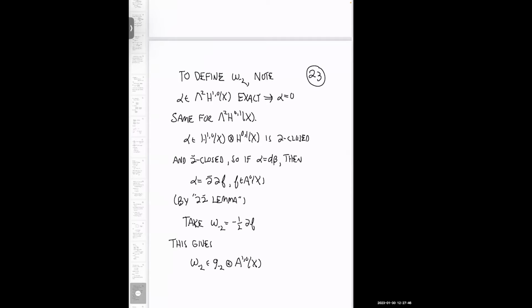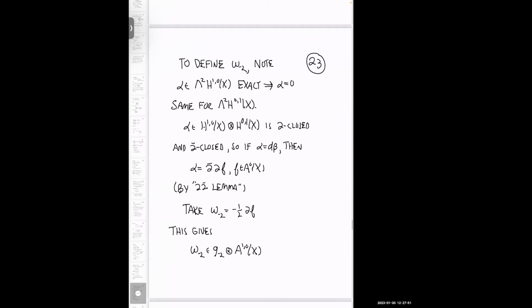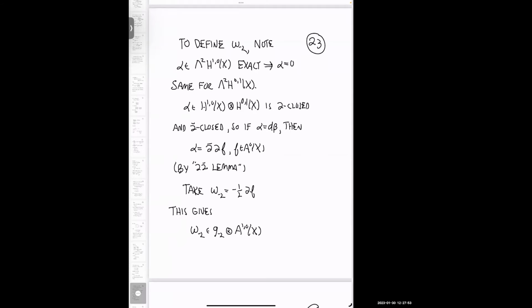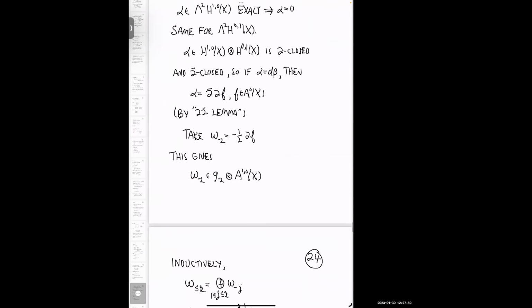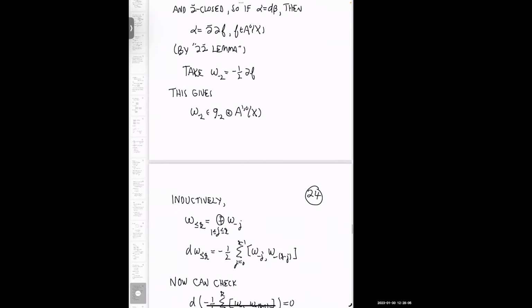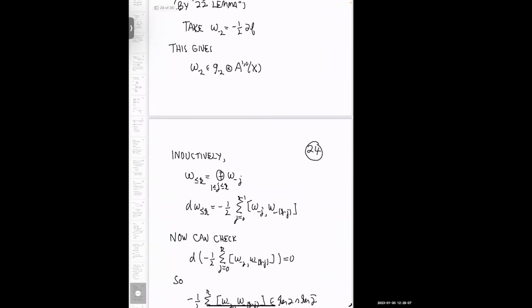So if it's exact, then it's the D bar of something. And we take omega minus 2 to be the 1, 0 form, in this case, minus 1/2 of df. So this gives us an omega minus 2. It's a 1, 0 form for every element of G minus 2. Then inductively, you can put all this together.